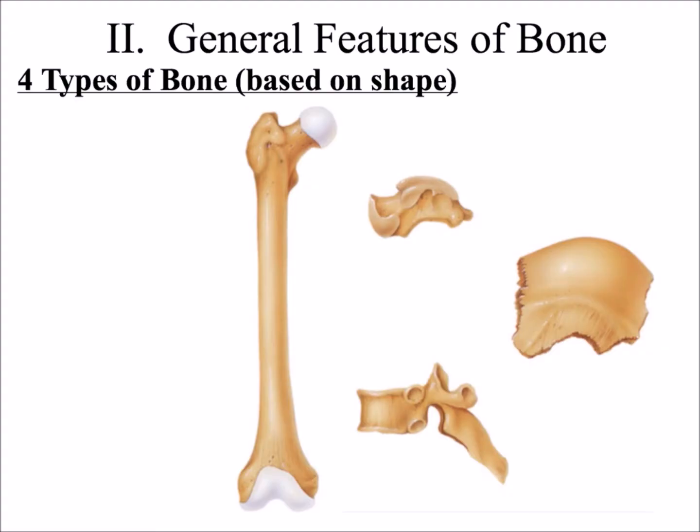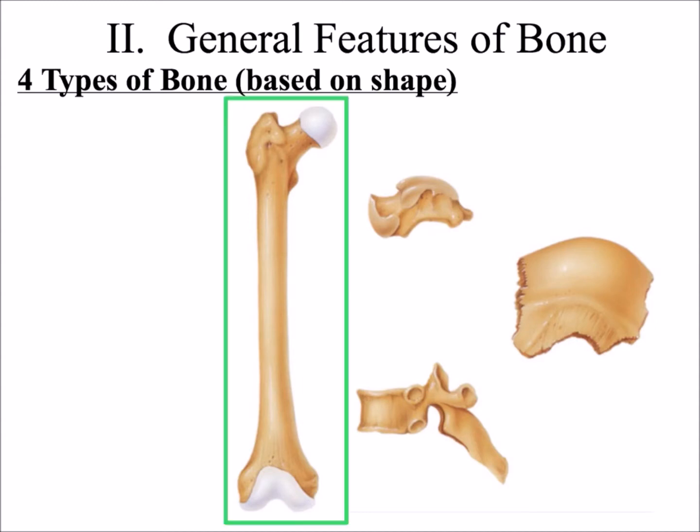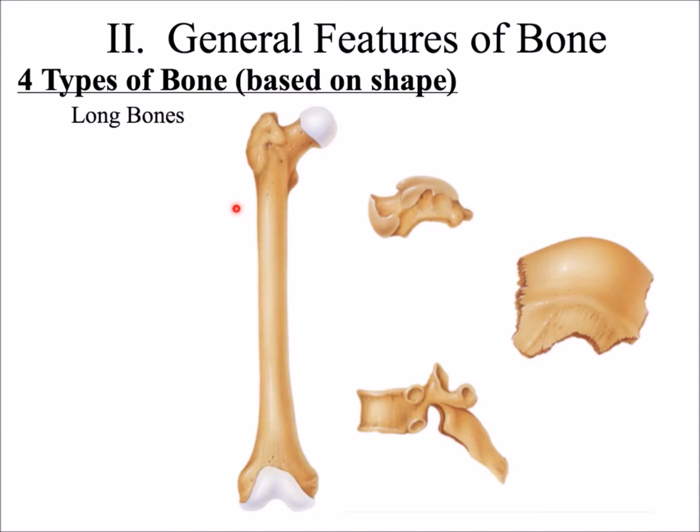So there are four classifications of bone, right? The first classification of bone is called the long bone. A long bone, by definition, is taller than it is wider. The long bone that you see here is a femur.